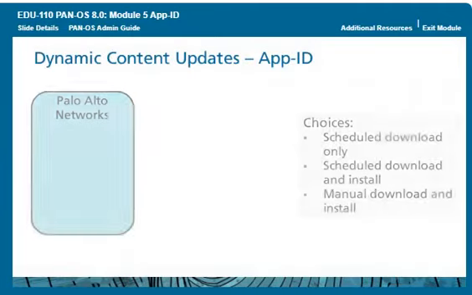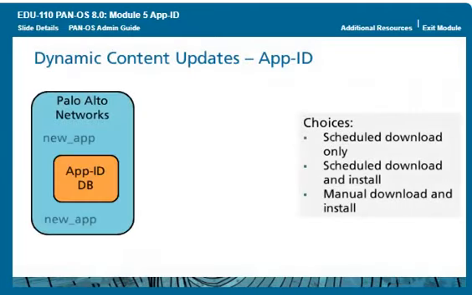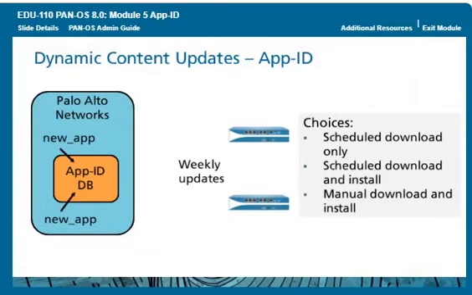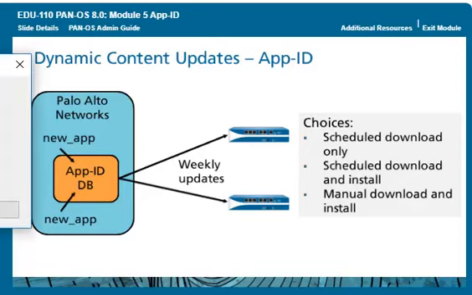Palo Alto Networks adds new applications to the App-ID database nearly every week. You can schedule an automatic download or automatic download and installation of the updated App-ID database. Updated content also can be manually downloaded and installed. The App-ID database is downloaded as part of the Application and Threat Content Update.